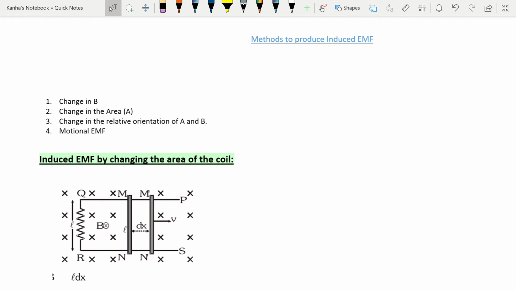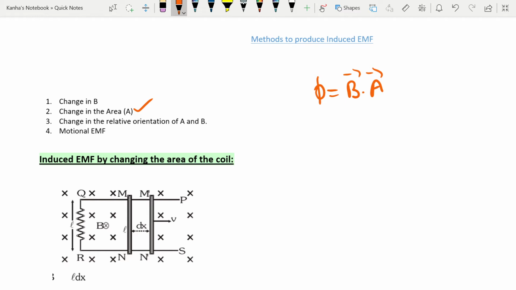With this in mind, let's start our discussion about the methods used to induce EMF in a system. EMF can be induced by various things. First is by changing the B, because EMF is d phi by dt and phi is equal to B dot A. So you can change the B, you can change the area, you can change the relative orientation of A and B. Note that when I talk about area, I am talking about the area that is having the magnetic field going through it. We'll look at what this means later.